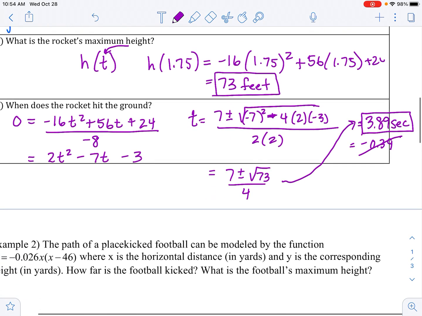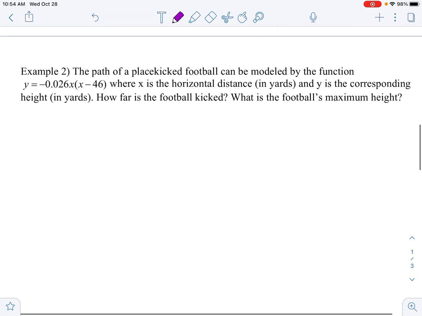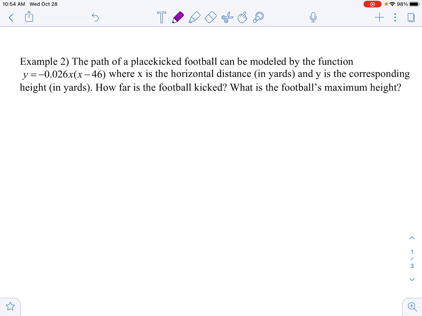All right, we're going to do a few more. Example 2. The path of a place-kicked football can be modeled by the function, and we have that equation, where x is the horizontal distance in yards and y is the corresponding height in yards. How far is the football kicked? What is the football's maximum height?